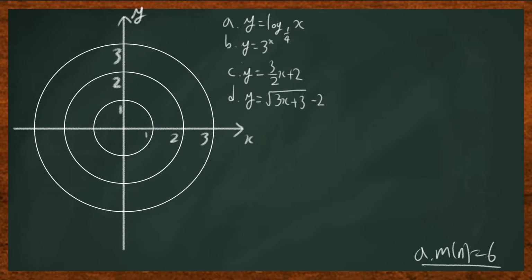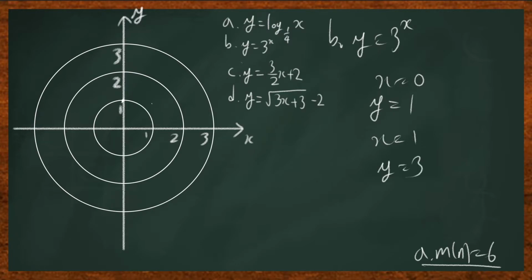Moving on to the next question. Let's try to draw B. y equals 3 to the power of x. And let's similarly put in x equals 0, y equals 1, x equals 1, y equals 3. And let's try to draw it, and it will be drawn like this. Because of that, we know that the intersection point of B will be 6. So the Mn of B will be 6.